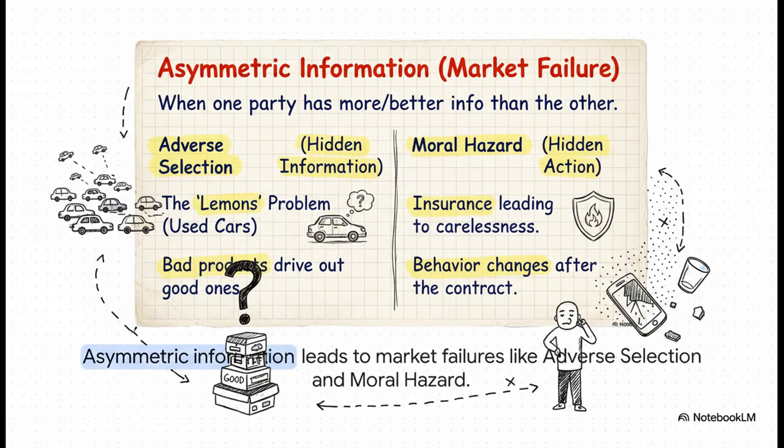One of the biggest causes of this is something called asymmetric information. It just means one person in a deal knows a lot more than the other person. Think about buying a used car, the famous lemons problem. The seller knows if it's a piece of junk, but you, the buyer, don't. That fear can actually scare all the good cars out of the market.